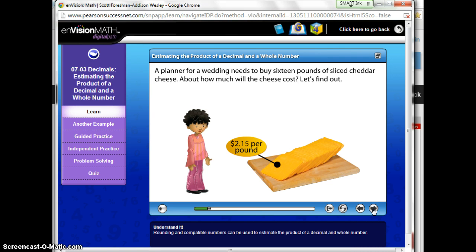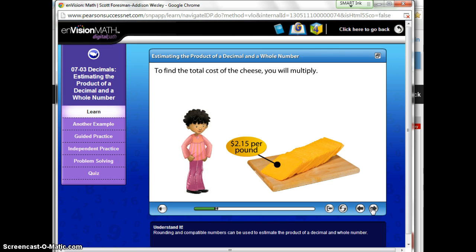So this is a planner for a wedding, and she needs to buy 16 pounds of sliced cheddar cheese. So if 1 pound costs $2.15, then how much will all that cheese cost? Well, what operation are we going to use to try to find the answer to this? Aaron? We're going to multiply.